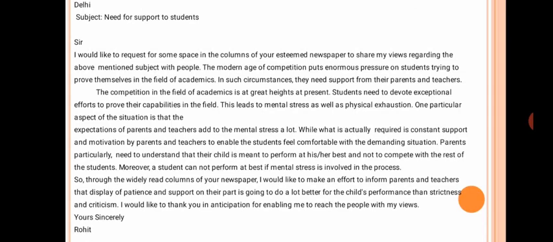Parents, particularly, need to understand that their child is meant to perform at his or her best and not to compete with the rest of the students. Moreover, a student cannot perform at best if mental stress is involved in the process. So, basically, the purpose for writing the letter is to convince the parents and teachers that students are under enormous pressure, so they should not be pressurized further. In fact, they should be lent moral support. So that is what we have included in all the points that we have made part of our second paragraph.